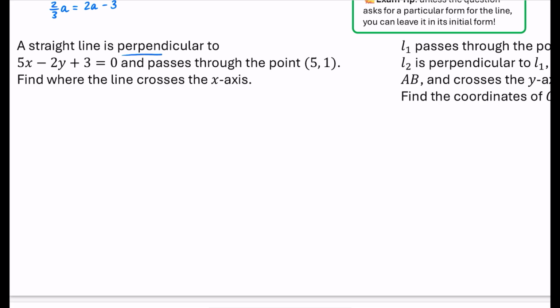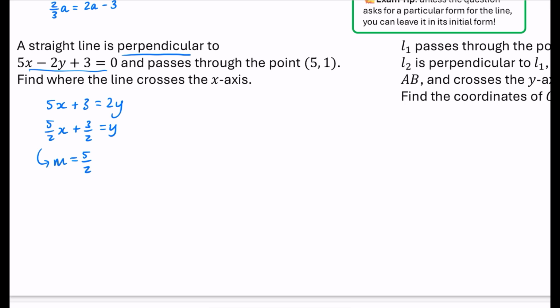So because it's perpendicular, let's start off with our 5x minus 2y plus 3. Let's rearrange this to make y the subject. So that's 5x plus 3 equals 2y. I will divide everything by 2 to make y the subject. So I've now got y as the subject here. So this means the gradient of this line is 5 over 2.